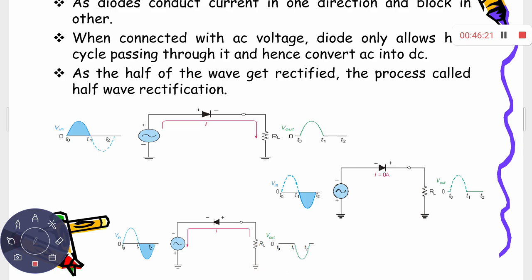Any doubt up to this? No. Then what I can do is, we are not happy. We have only one cycle rectified, only one cycle is present over there. We require at least two such cycles. PIV is the maximum reverse voltage that the diode can withstand, the maximum peak inverse voltage. I can apply any voltage across the diode, but it might not withstand.